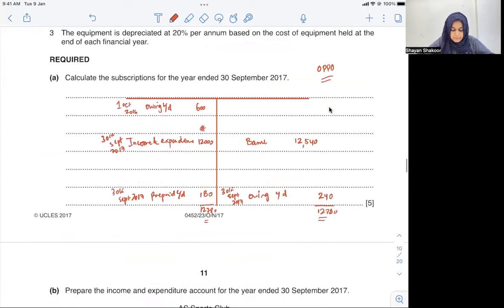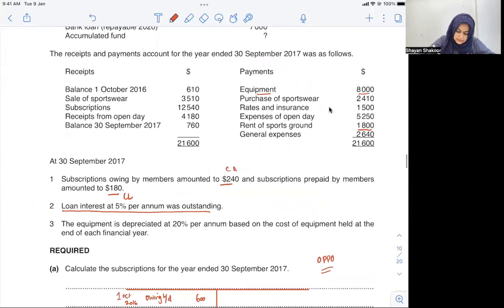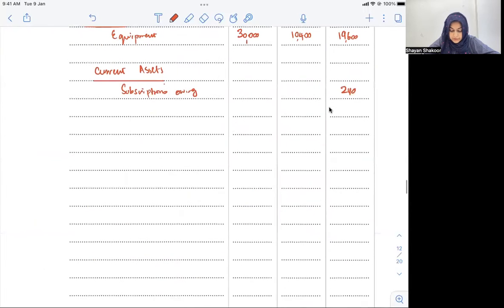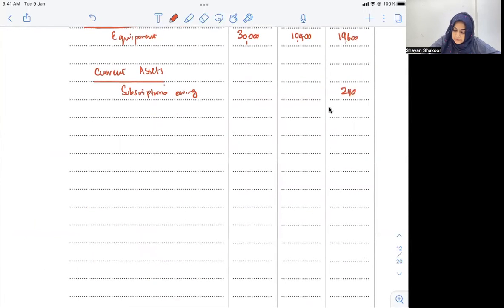We don't have a positive balance in the bank. If you see, this is the negative balance carried down on the debit side, which means the balance brought down on the credit side, which is an overdraft, which means we have paid more than what we have received. So that is a negative balance. So we don't have any other current assets. So if we add both of these, we get 19,840.